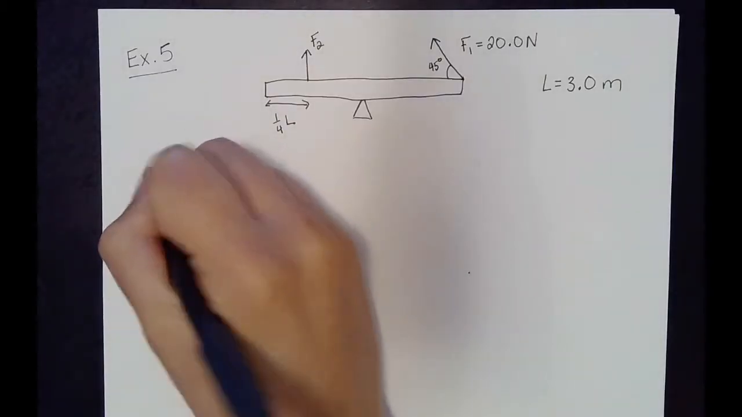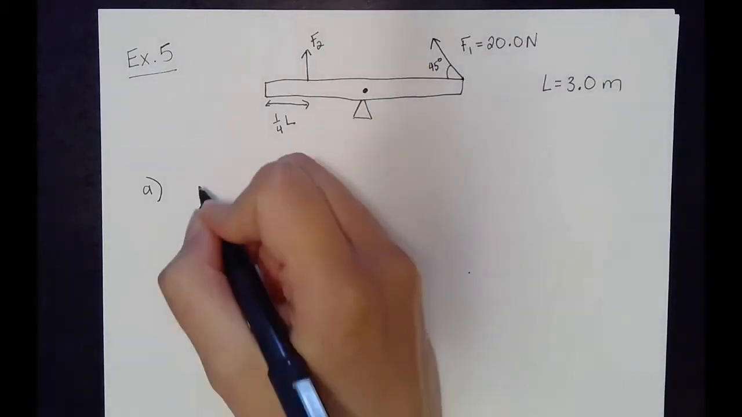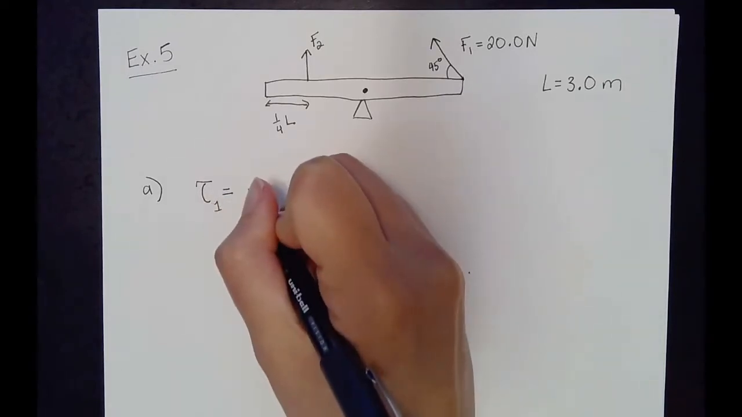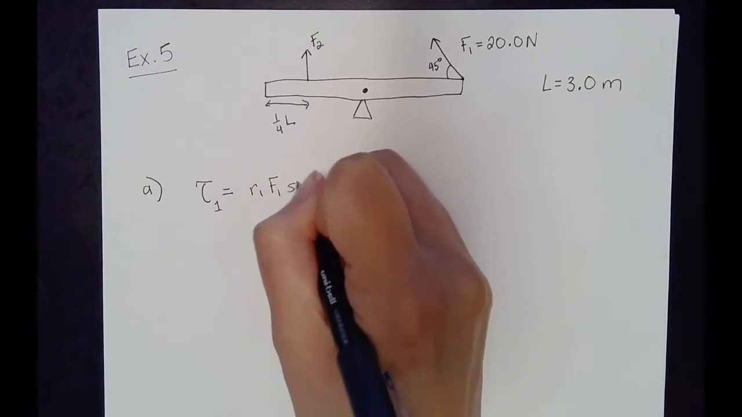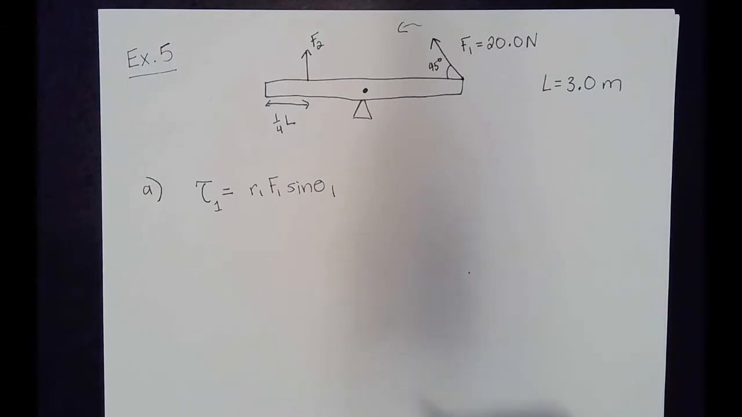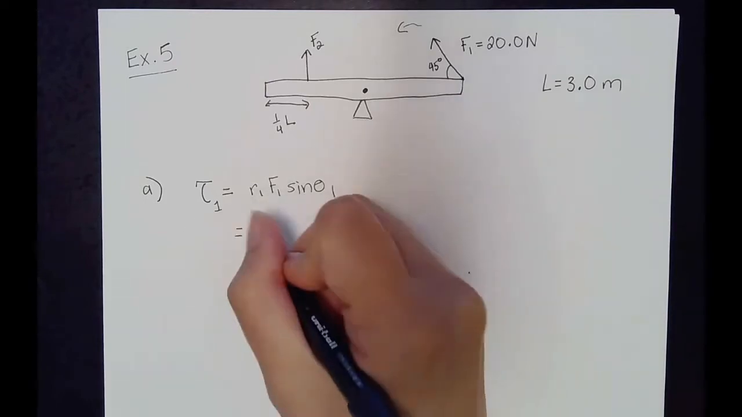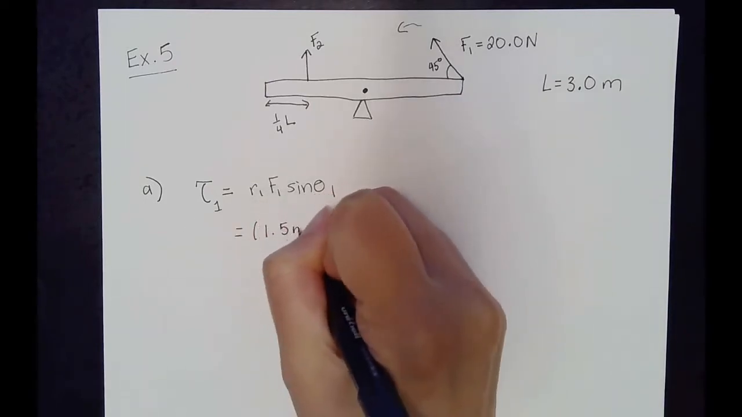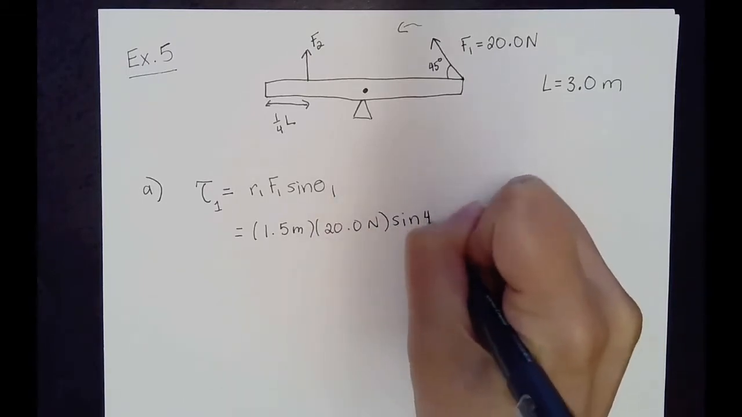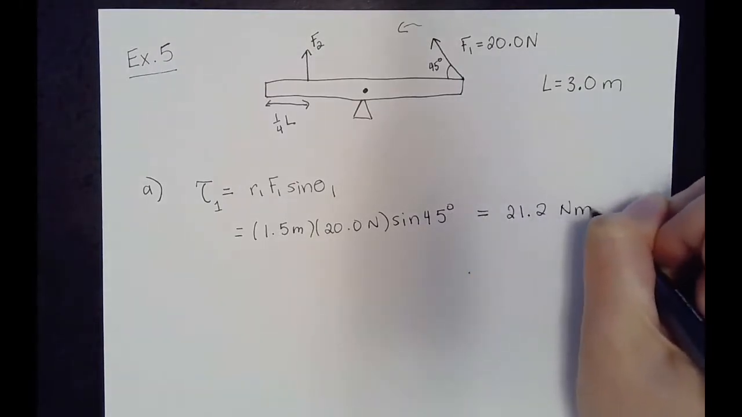Alright, so let's start by finding the torque due to F1 about an axis here at the pivot point through the center. So the torque 1 will be R1 F1 sine theta 1, and then we can add the sign. This would rotate the object counterclockwise, so that's positive. And we have half of the length here since the pivot's in the center, so that's 1.5 meters times 20 newtons, sine 45, the angle between R and F, which gives a torque of 21.2 Newton meters.